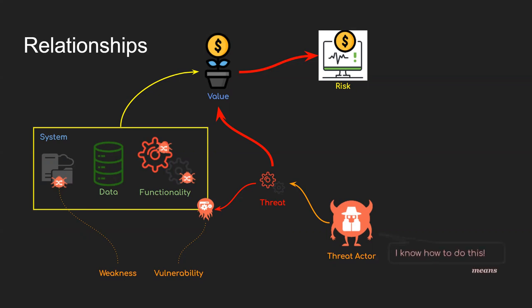So a threat actor needs to have a means, right? They have to know how to exploit one of these vulnerabilities that cause this threat to occur. They also have to have a motive. They have to have a reason to come after a system that has a vulnerability, and they have to have an opportunity, of course. So you have to have means, motive, and opportunity, right? Basic requirements for a crime to exist.